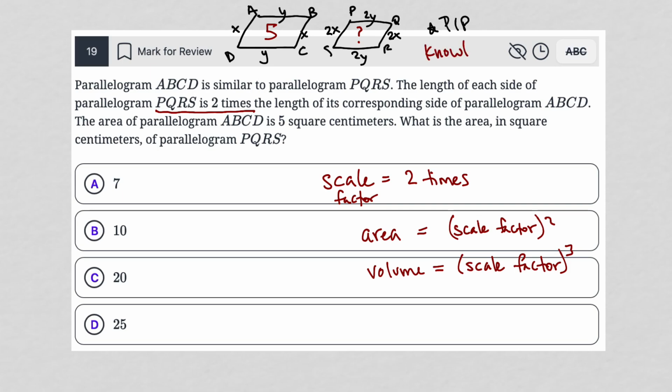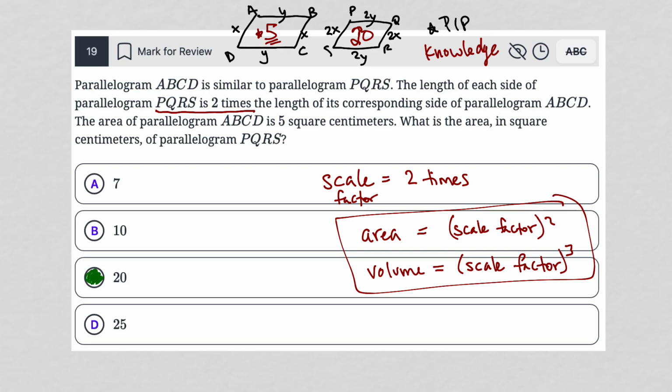Okay, so that means this really is a knowledge question. So it's not really a difficult question if you know this, right? So because the question's asking for the area, and we know the area of this one is 5, then we know that the answer has to be the scale factor squared, which is 4, right? So scale factor is 2. 2 squared is 4. So we're going to multiply this area by 4 to find the missing area, which means this area here must be 20, and therefore our answer must be choice C.